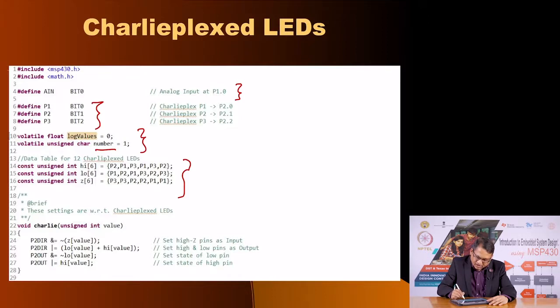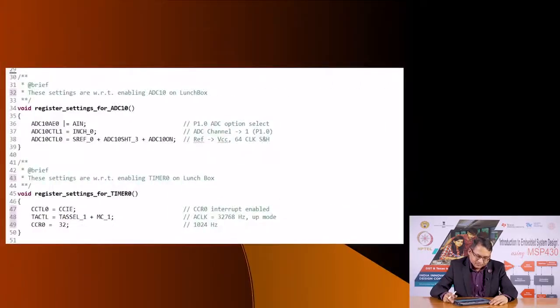Here is a subroutine called Charlie, which, based on the number to be displayed, appropriately sets the direction of the ports and converts the third pin, whichever that third pin might be for that number, into high impedance. Here is the register setting for the ADC, similar to what we did previously. Here is the register setting for the timer.